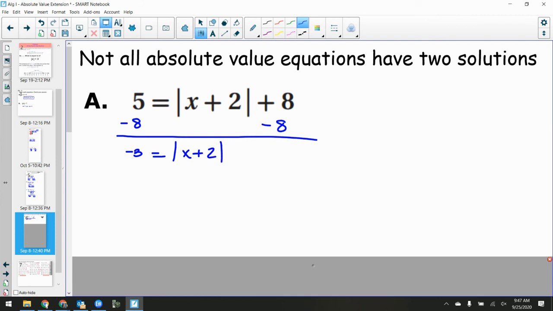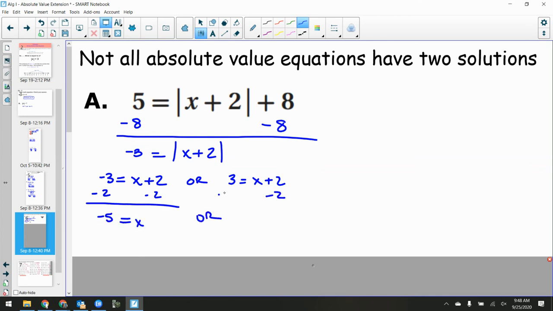Now, once the absolute value is completely isolated, I would break it apart into 2 separate solutions, right? Negative 3 is equal to x plus 2, or positive 3 is equal to x plus 2. We subtract 2. What's weird about this? I'm not seeing anything weird going on. I was insinuating that it may not have 2 solutions, but I got 2 solutions.